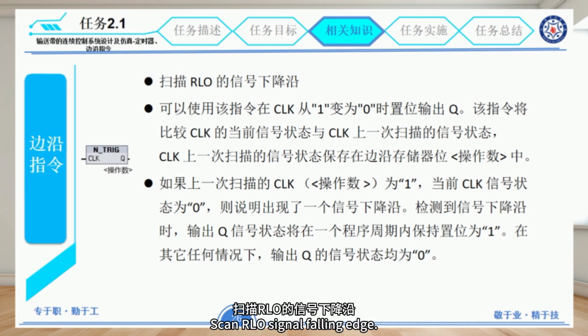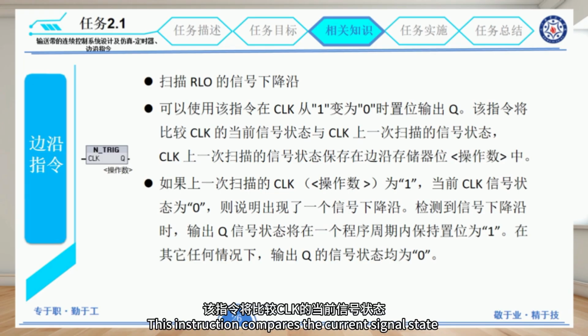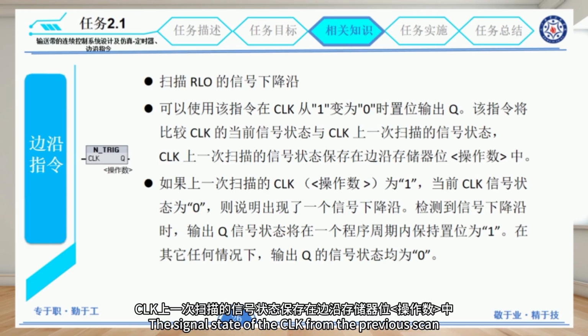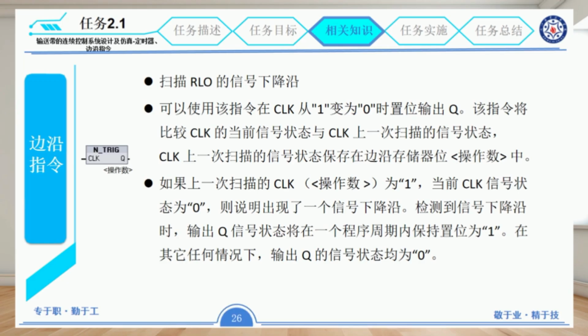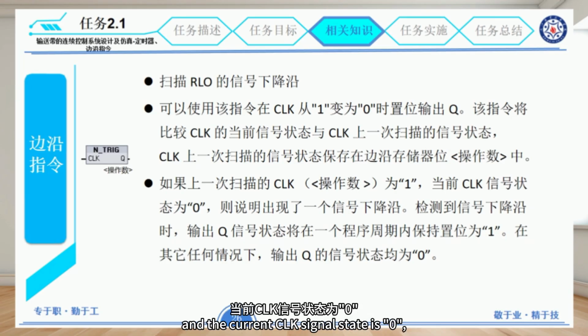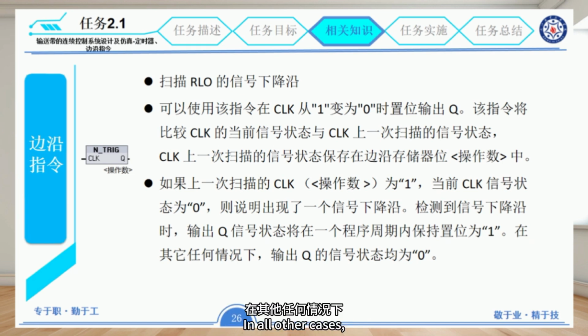Scan RLO signal falling edge. This instruction can set the output Q when the CLK signal changes from 1 to 0. This instruction compares the current signal state of CLK with its signal state from the previous scan. The signal state of the CLK from the previous scan is saved in the edge memory bit operand. If the previous scan CLK signal operand is 1 and the current CLK signal state is 0, a falling edge is detected. When a signal falling edge is detected, the signal state of output Q will remain set to 1 for one program cycle. In all other cases, the signal state of output Q is 0.